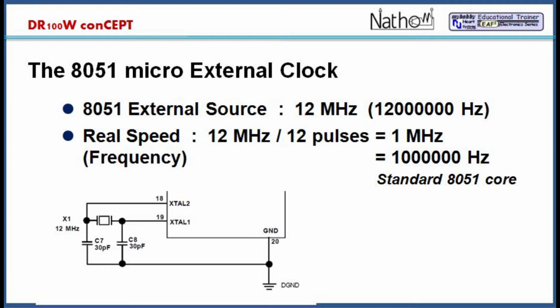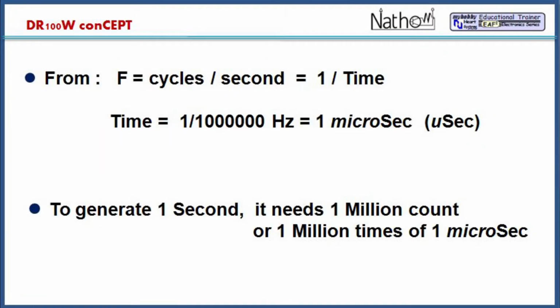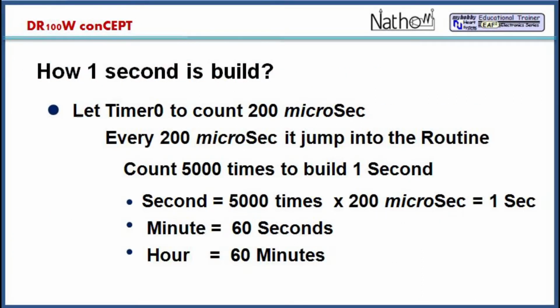And if we go to this slide, we will see how the time is derived from the frequency formula, wherein time is equal to 1 over the frequency, which when we substitute 1 million cycles per second, we have 1 microsecond. Wow, I cannot imagine that it's really a split second, but our 8051 micro is able to count it every microsecond, and this is the basis on how to generate a second. How is that, you may ask?